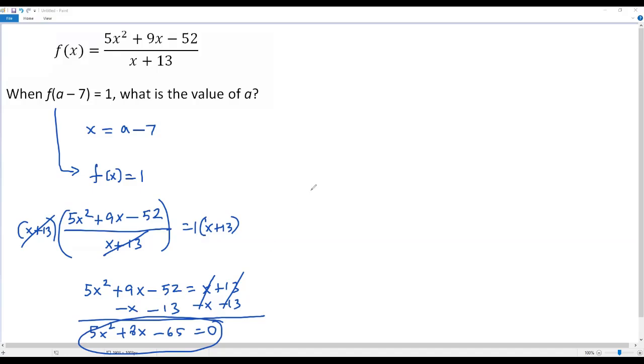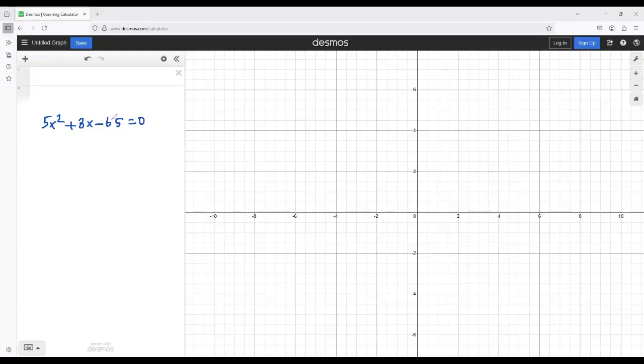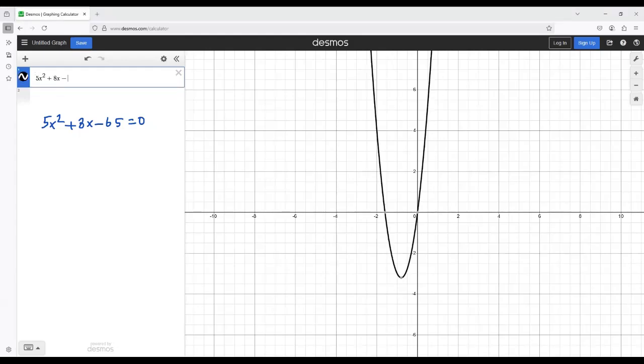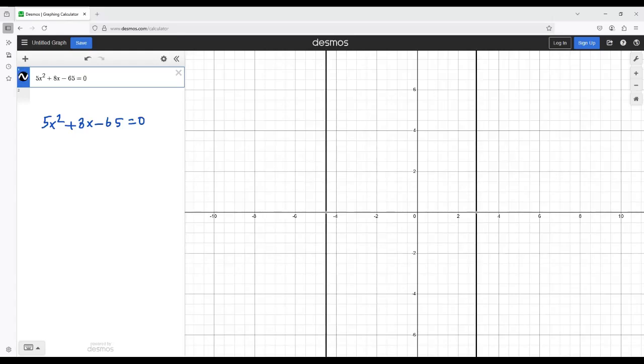Now let's go to the Desmos graphing calculator. We have to solve for x in this quadratic equation using Desmos. For that, I'm going to give this equation as input. Let me type it: 5x squared plus 8x minus 65 equals 0. To get the values of x, we have to look at the x-intercepts. Here this is the first x-intercept. Its x-coordinate is negative 4.49324. This is one of the values of x in the quadratic equation. Now let me look at the second x-intercept. It's over here. Its x-coordinate is 2.89324.